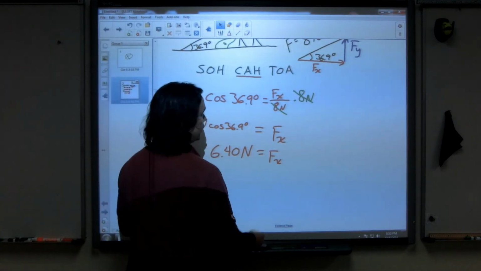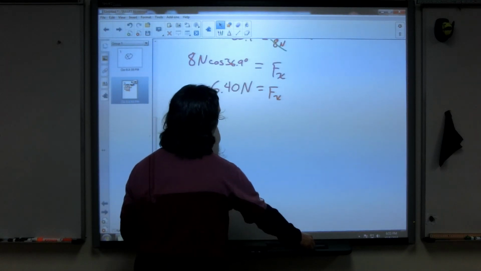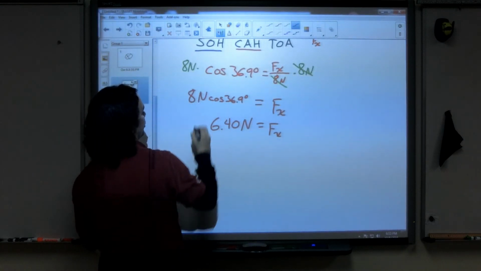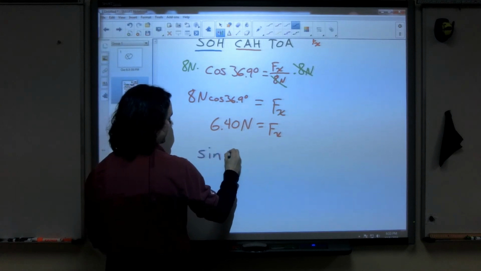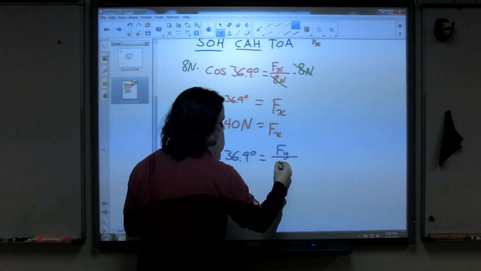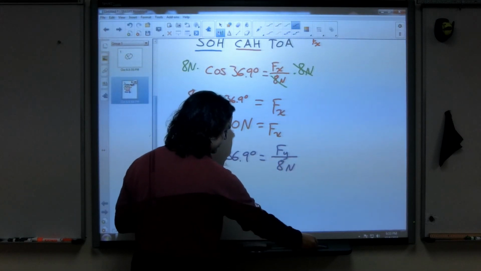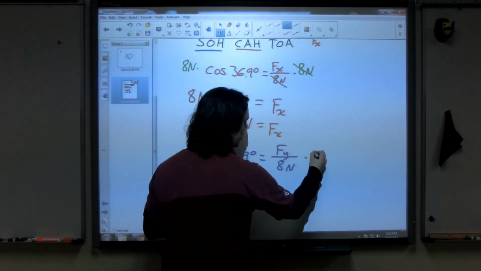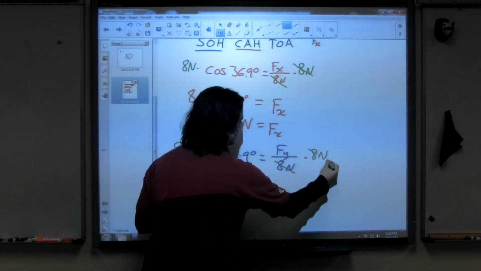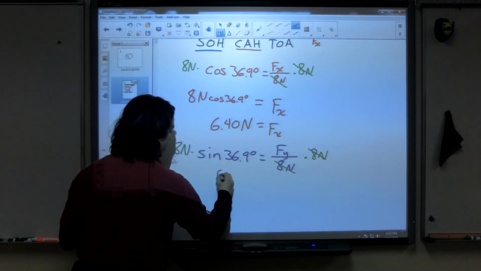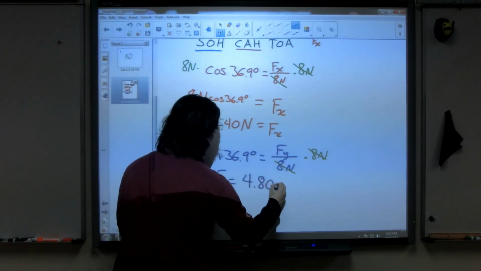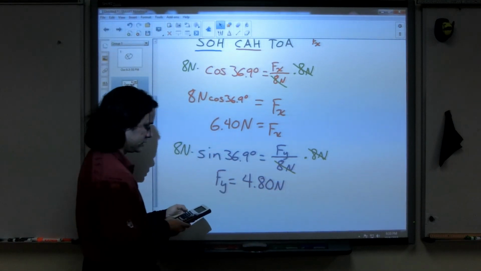Alright. I can do the same thing with the y component, which I believe is part 2. I would use SOH in that case, because now I'm going to be dealing with the opposite side. So that tells me that sine of 36.9 degrees equals Fy, my opposite side, over 8 newtons. I want to solve for Fy, so I'm going to multiply both sides by 8 newtons. And I'm going to end up with Fy equal to about 4.80 newtons.